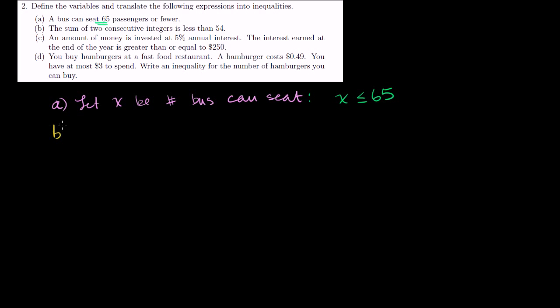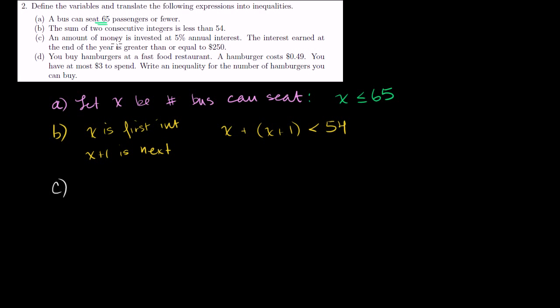B, the sum of two consecutive integers is less than 54. So if you say x is the first integer, and then x plus 1 is the next, they're saying the sum of these two is less than 54. So x plus 1 is less than 54. And if you actually wanted to figure out what x is, the first integer, you could just solve this inequality.